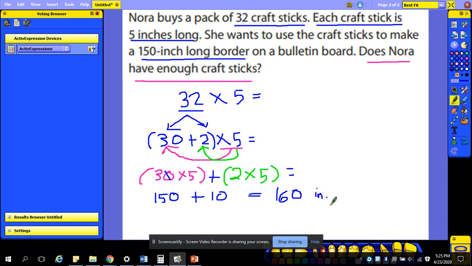I guess 160 is not the right answer for this question, but this can help me answer the question. If she needs 150 inches for the border, and her craft sticks would have a total of 160 inches, does she have enough? The answer is yes. It's because 160 is a bigger number than 150.